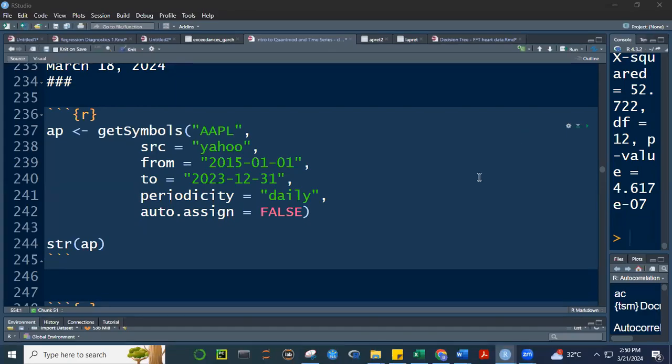Good afternoon, everyone. Today, we're going to continue our discussion on the modeling of time series, in particular, making use of the ARIMA or the Box-Jenkins approach. So, quick review of what we did.